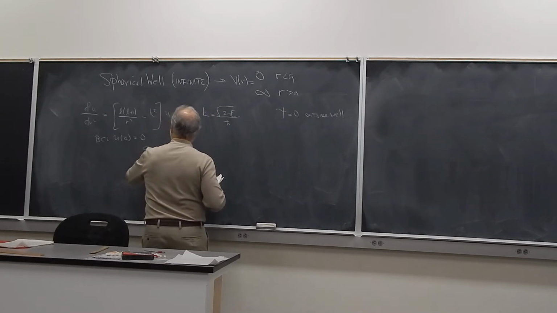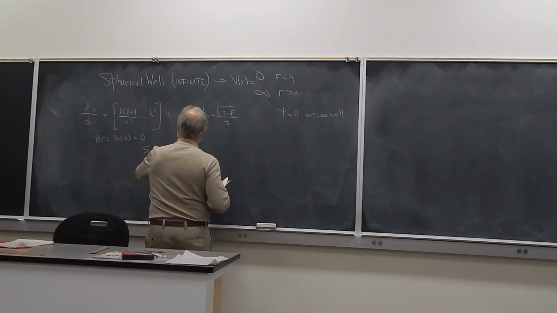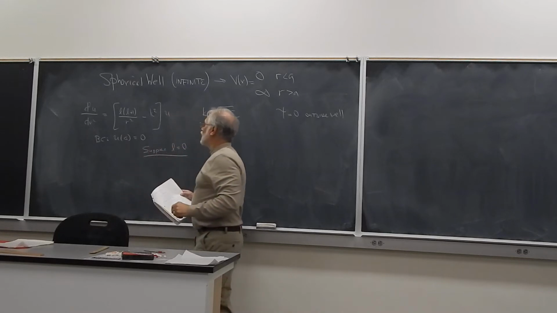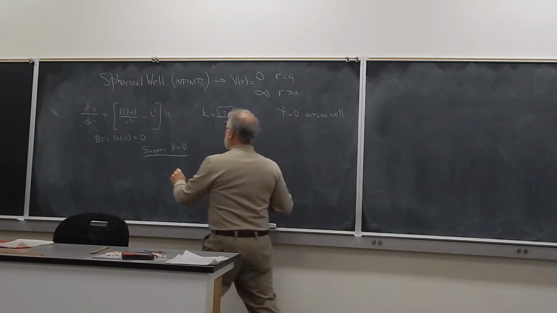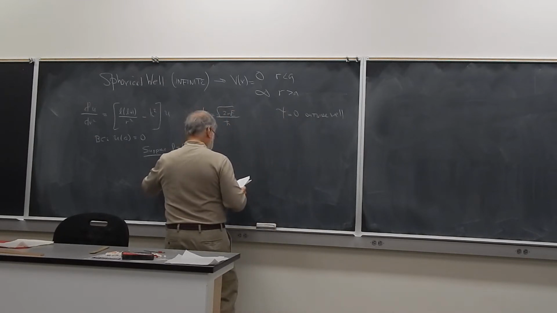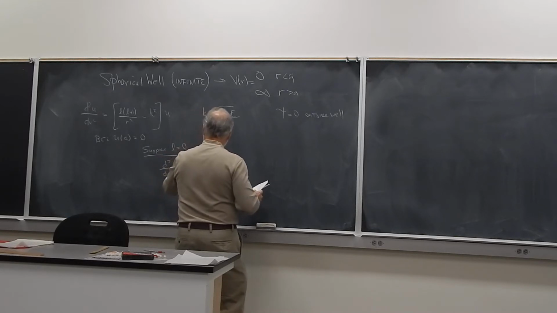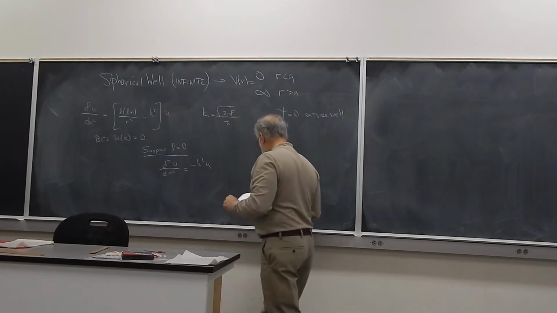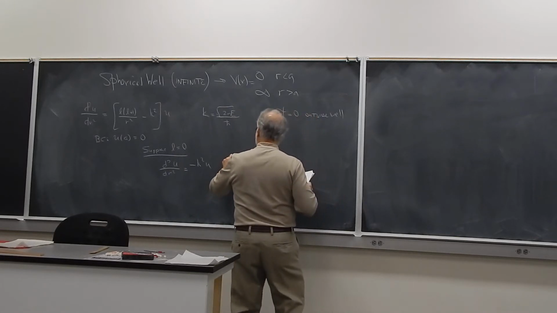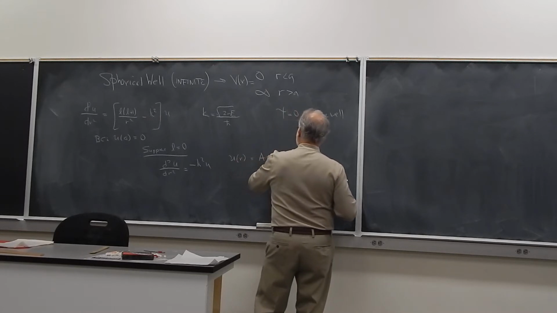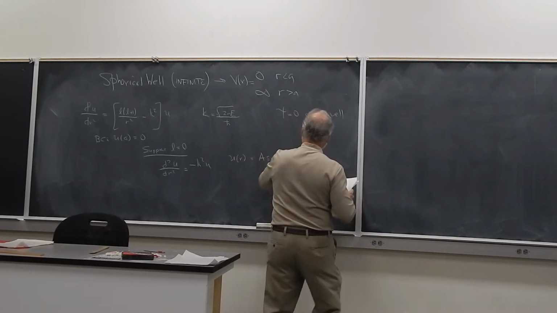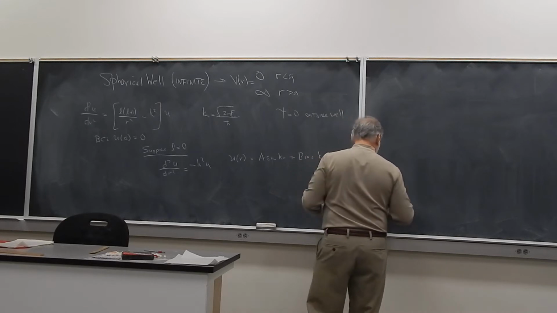Suppose L is 0. That should make that first term go away. And that means I've got the second derivative of u with respect to r is going to be equal to minus k squared times u. And the solution to that, of course, is just u of r is equal to A sine kr plus B cosine kr.